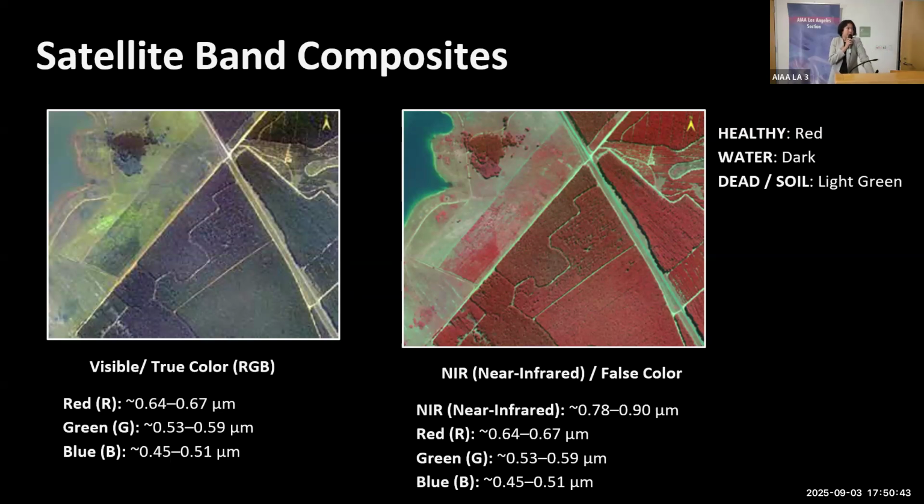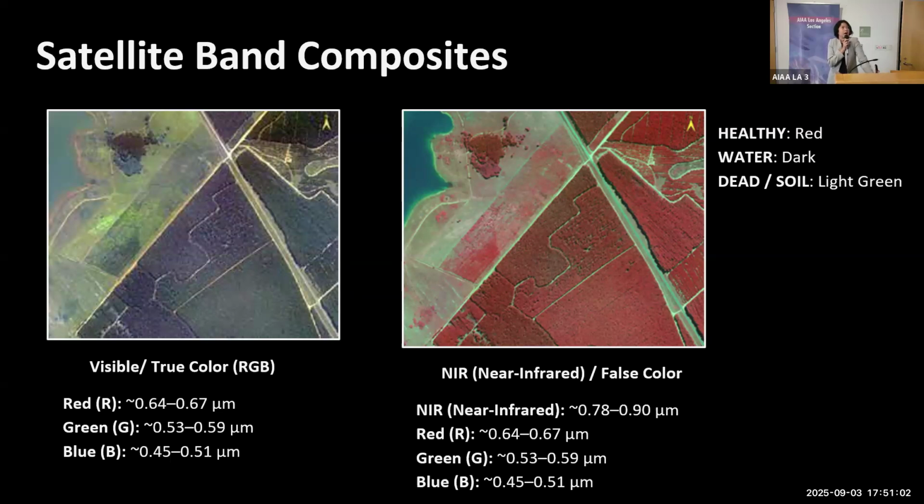So to the left is a visible true color image of red, green, and blue. And then to the right is a near infrared false color band combination. And this is typically used for agricultural analysis, where you can see the healthiness of live crops.